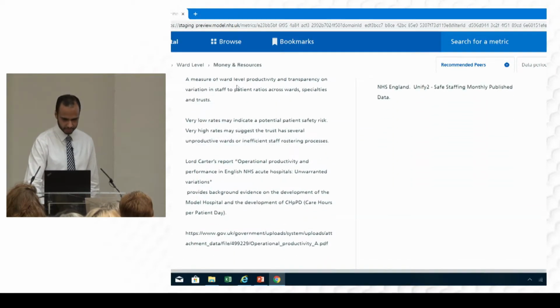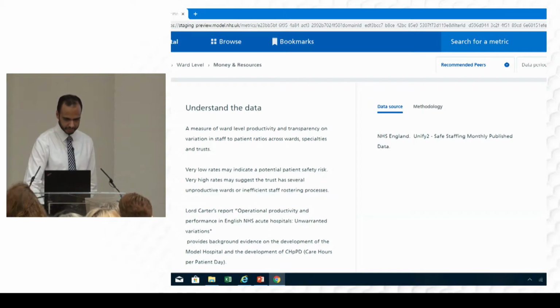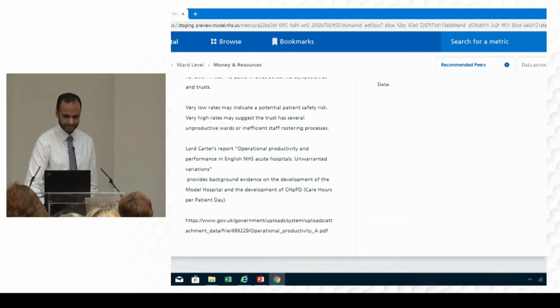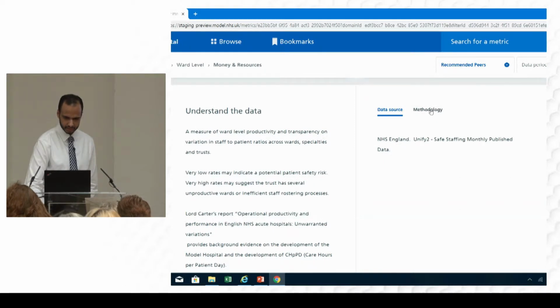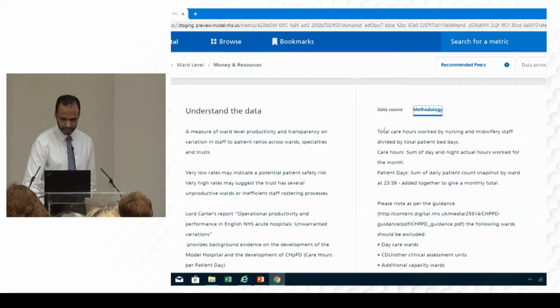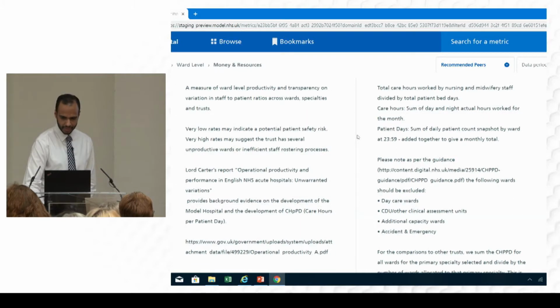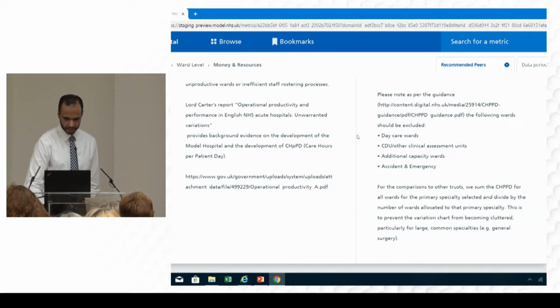And as I said, we've got some information here around helping you understand what that data is. Usually has some links to additional guidance as well, and a little bit around the methodology. So I'm sure most of you are fairly familiar with CHPPD, so we exclude certain types of wards. We are primarily looking at inpatient wards here.